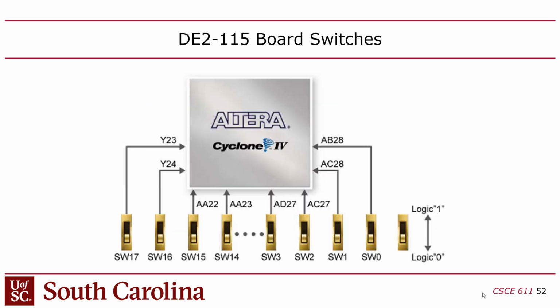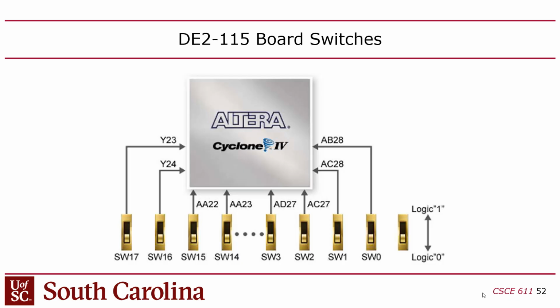So this is a purely combinational circuit. Now the FPGA has 18 physical wires that go from the switches into the FPGA, and they're logic 0 if the switch is down, logic 1 if the switch is up. So this is active high logic.